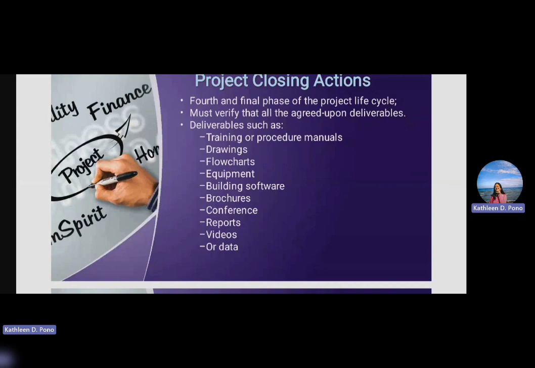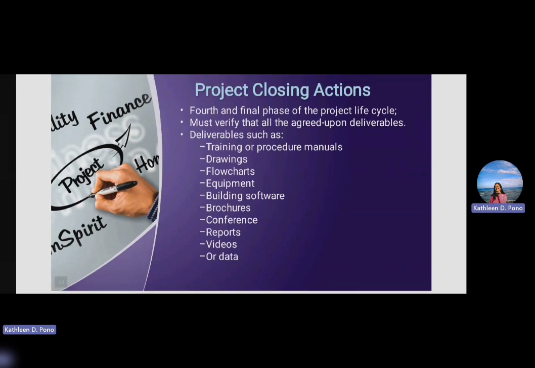The second one is the drawings. It is a visual representation of a product, service, or process. Examples include architectural drawings, engineering schematics, and technical illustrations. The third one is the flowcharts. It is a visual representation of a process or system showing the steps involved and their decision points along the way.